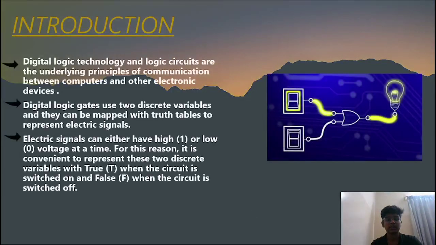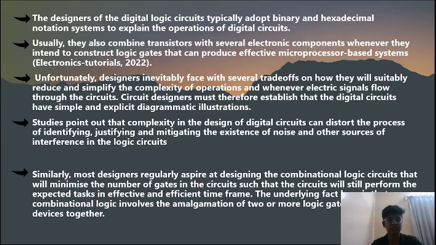Next, introduction. Digital logic technology and logic circuits are the underlying principles of communication between computers and other electronic devices. Digital logic gates use two discrete variables and they can be mapped with truth tables to represent electric signals. Electric signals can either have high, which is 1, or low, which is 0 voltage at a time. For this reason, it is convenient to represent these two discrete variables with true when the circuit is switched on and false when the circuit is switched off.